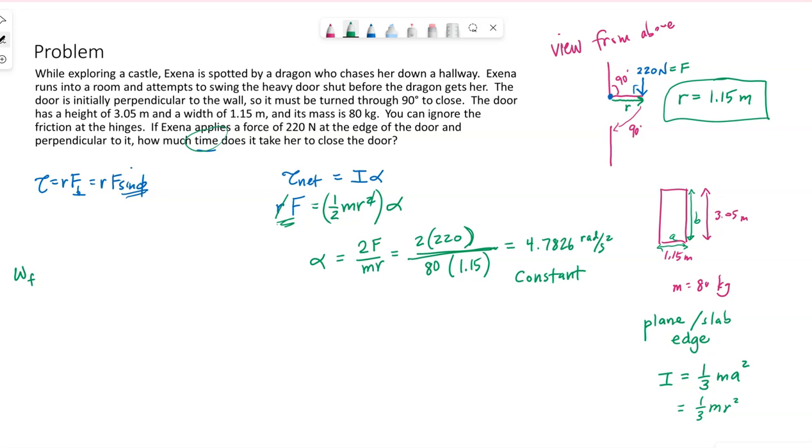So let's see what we have. I'm going to write them all out, just here on the left. And actually, I'm only going to write the first two because we want time. The third one doesn't have time in it, so I'm not going to bother to write that one. In terms of what we know, we now have alpha. We can totally assume omega initial is at rest. I don't believe the door was already moving before she got there. The other thing we know is that the door needs to swing through 90 degrees in order to close it.